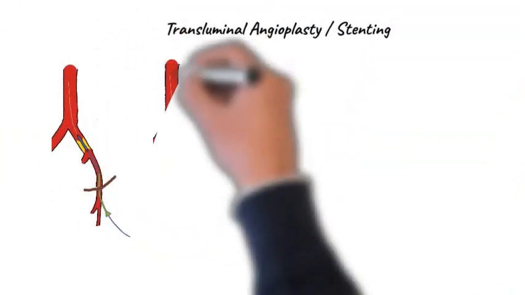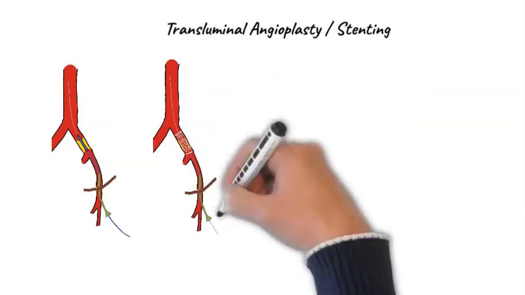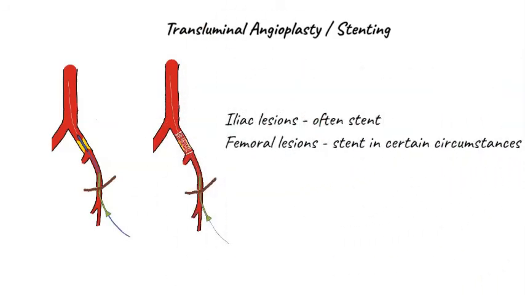Transluminal angioplasty can also be used in iliac lesions. For iliac lesions, though, a lot of the time, once the lesion has been crossed and ballooned, we will tend to place a stent, as this often has better long-term patency rates. For femoral lesions, stents are only placed in very certain specific circumstances, such as angioplasty for a recurrent stenosis. Most practitioners don't place them routinely.